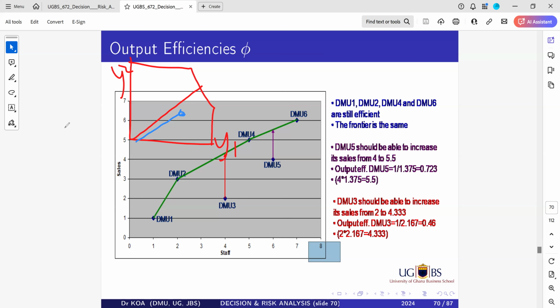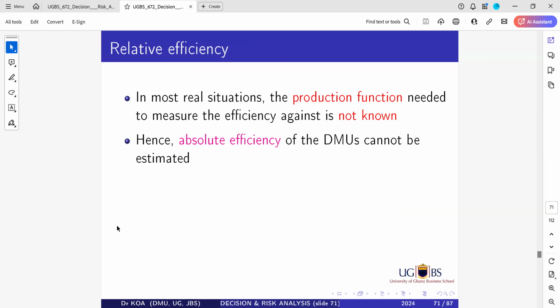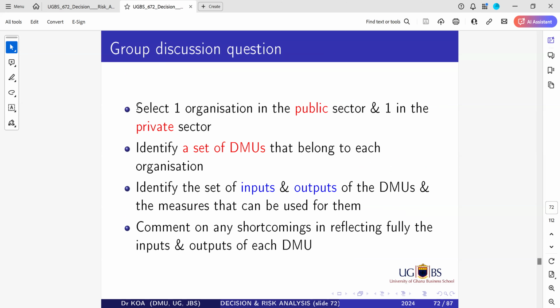So any question on this before we go to today's topic? Any question? Let me just show you something I want you to do, and I want you to submit this. Select one organization in the public sector. Select one organization in the private sector. So I'm going to give you an example of one. Don't use any of these.